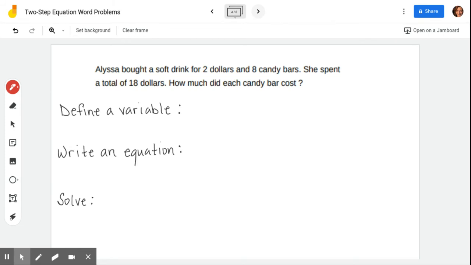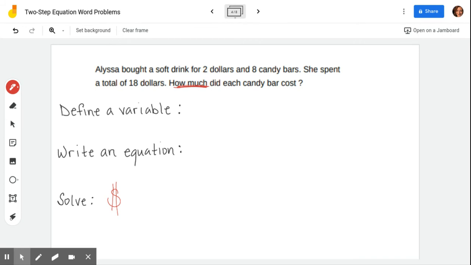It says, Alyssa bought a soft drink for $2 and 8 candy bars. She spent a total of $18. How much did each candy bar cost? Okay, so here's the question, right? How much did each candy bar cost? What I'm actually finding is the price of that candy bar. So my label down here is going to be dollars. Whether it comes out to be dollars or cents, it's still money.